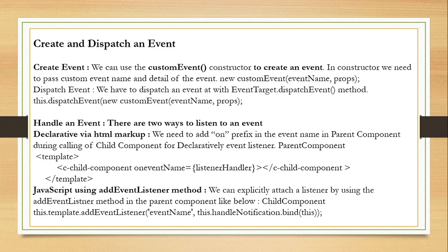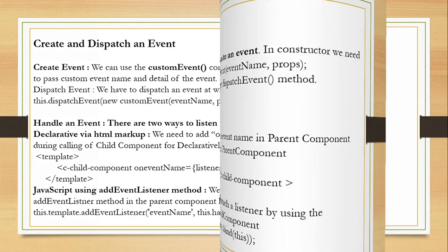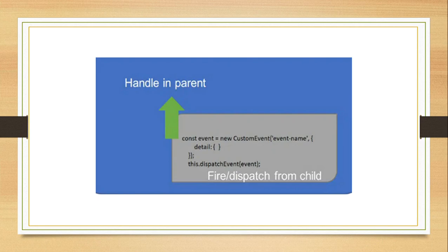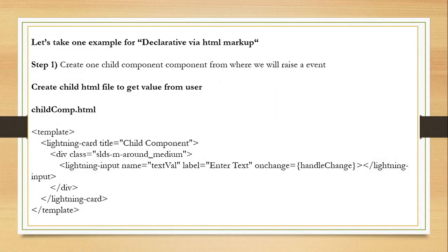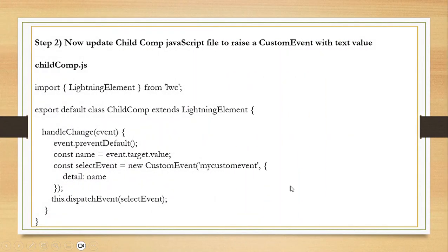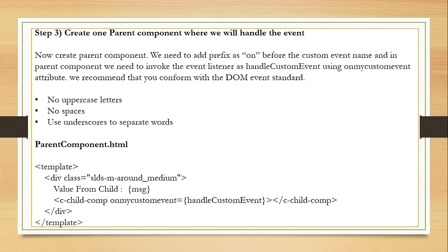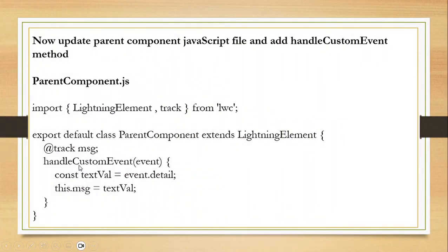Handle an event. There are two ways to handle an event: declaratively via HTML markup, and in JavaScript using the addEventListener method. Here's the picture of the concept, fire and dispatch event. How can you fire and dispatch your event from child to parent? Let's take one example for the declarative way via HTML markup. Here create a child component from which we raise an event. Here the child component comes up. After that, in the child component JS we raise a custom event with the text value. Create one parent component where we will handle the event, that is no uppercase, no spaces, no underscore, separate words, and create parent component.html, and we will call the parent component.js.